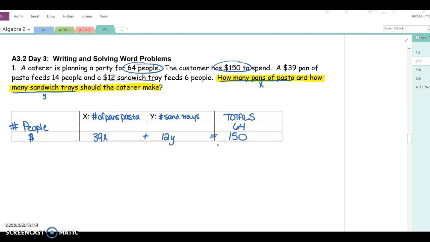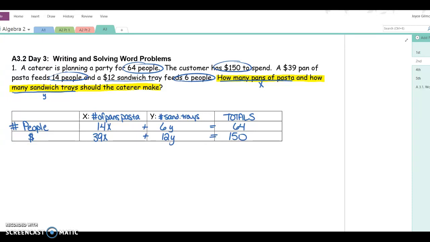Now let's look at people. The pasta pans feed 14 people per tray of pasta. So 14 people per pan of pasta. The sandwich tray feeds 6 people. 6 people per sandwich tray. Add that up and that will give us the total number of people. This particular system you would probably want to solve using elimination, because I don't think getting an x or a y by itself would be very easy. So think about elimination. Which equation should we multiply and by what?